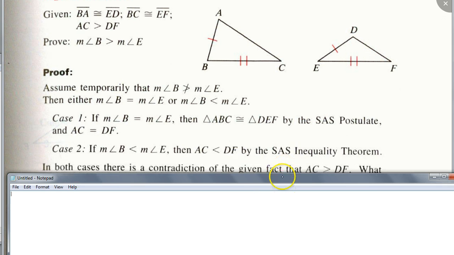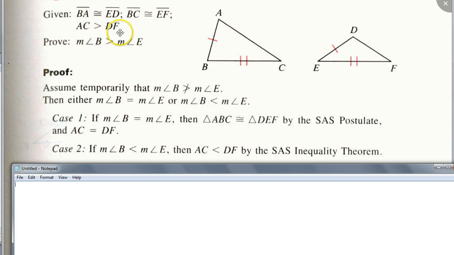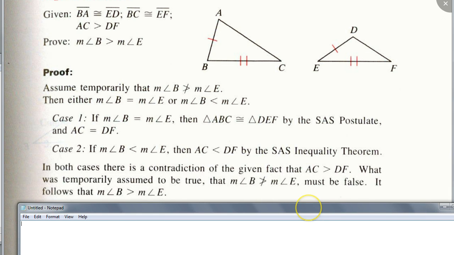But isn't that a direct contradiction to what's given here? We said AC has to be greater than DF. Now we're saying AC is less than DF, right? That's the contradiction to given fact. Therefore, the temporary assumption must be false. That follows that measuring angle B is greater than measuring angle E. Any question? Okay, let's do a couple examples real quick.